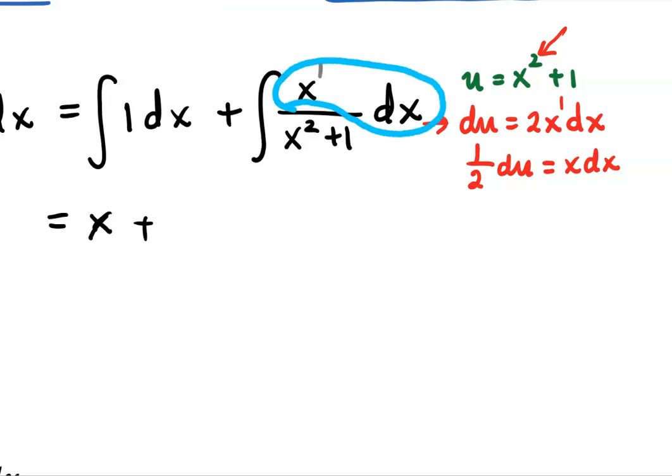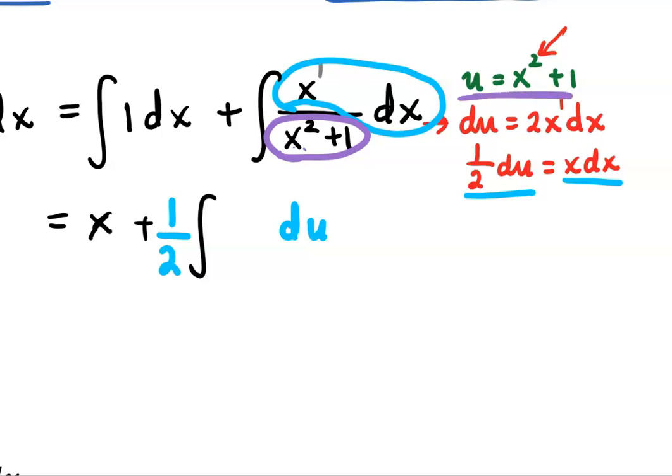The x dx is 1/2 du. So when I set up my integral, I'll go ahead and stick my du at the end, and I'll stick my 1/2 out in front. What we are left with is this, which is u, and it's in the denominator. So I'm going to stick it in the denominator. Or you could have written it like right here. I'm just going to leave it how I wrote it. I'm going to move all this stuff closer.